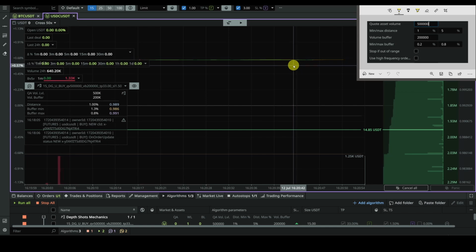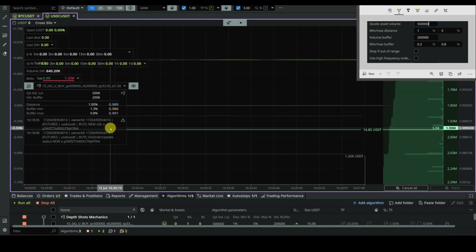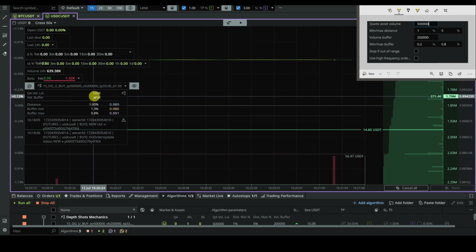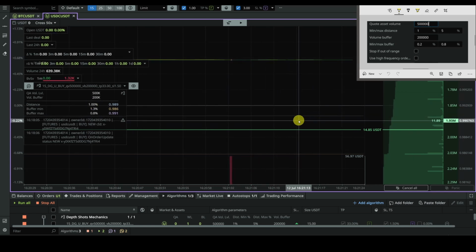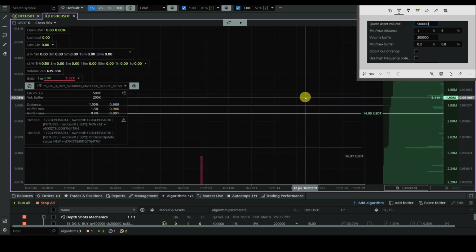All right, so let's look at this helpful piece of information here, which is algorithm profiling. We've got our quoted asset volume of 500K, we got our buffer of 200K, and here we've got the current distance, which is 1%. As we've mentioned before, this is because it's the minimum setting here. It doesn't matter at this point. And now let's look at the buffer. Where in the world is it?